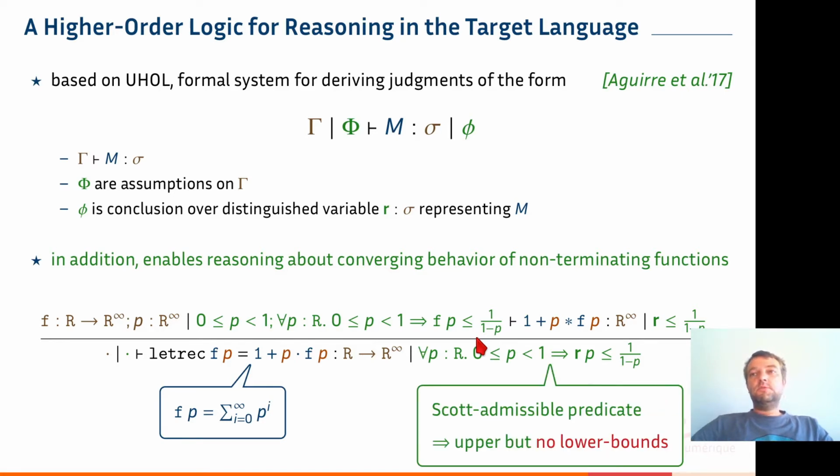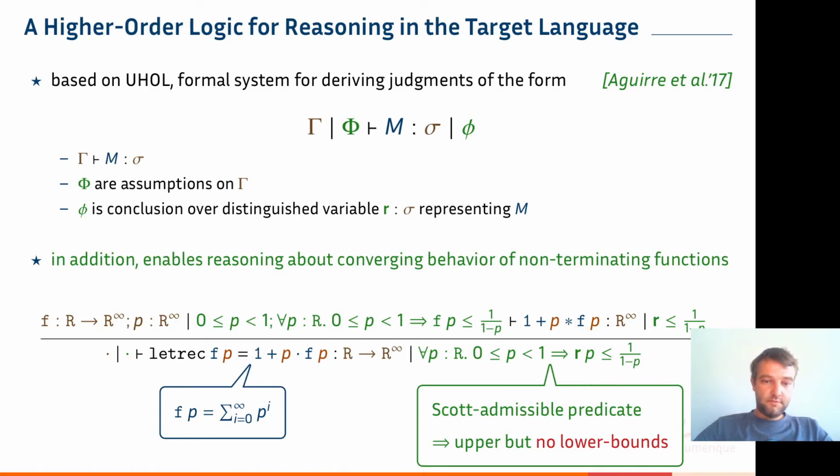Of course, for this to work out, we have to put some restrictions, and the restrictions that we are putting is that we allow only certain predicates for reasoning about such terms, precisely the so-called admissible predicates. In particular, this enforces some notion of continuity, so that we can reason about the limit of a continuation on these predicates. The practical implication is that we can reason about upper, but for instance not lower bounds of such functions.